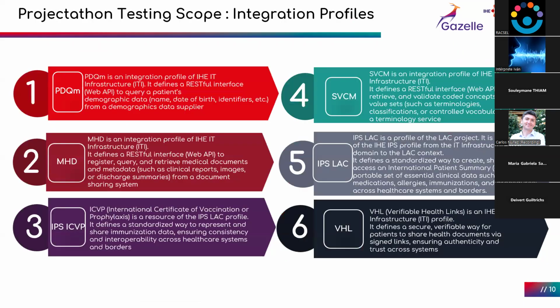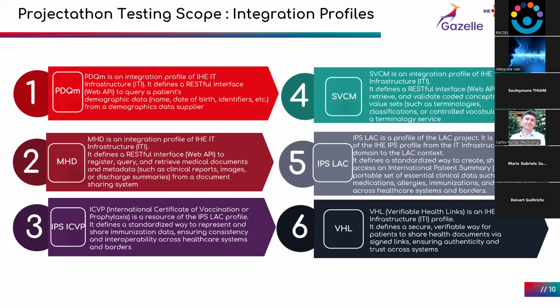So this is a quick overview of the list of profiles I showed you. PDQM is an IHE profile that helps to query patient demographic data, the name of the patient, the date of birth, the identifiers, and so on. MHD is to retrieve a document from the FHIR server, or to push a document in the FHIR server. ICVP is for the vaccination certificate. As I said in my previous slide, it covers 2 vaccine codes, polio and yellow fever.